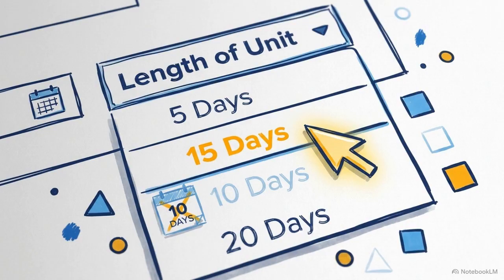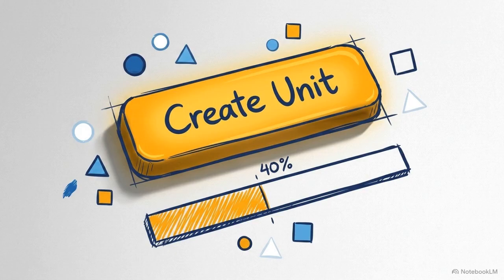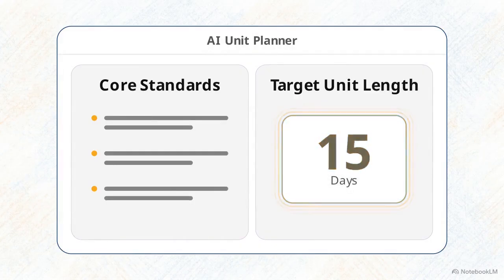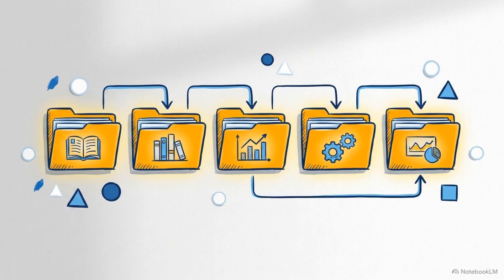When selecting the length of the unit, intentionally request more lessons than you actually need to fill your pacing guide. Click Create Unit. The software takes a few moments to compile data and build the sequence. By limiting the AI to a few core standards while asking for a surplus of days, you force the system to generate a highly focused curriculum with plenty of variations for you to choose from.